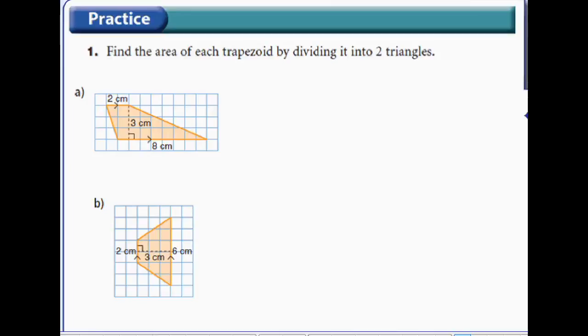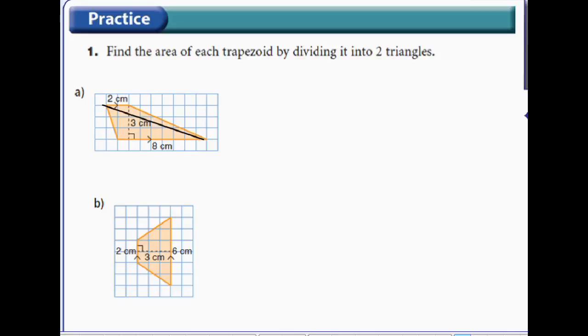Here we go. Find the area of each trapezoid by dividing it into two triangles. So what do we do here? We can divide it into two triangles. Let's put a line from here to over here, and now we have two triangles. Excellent. Let's take a look at what we have.